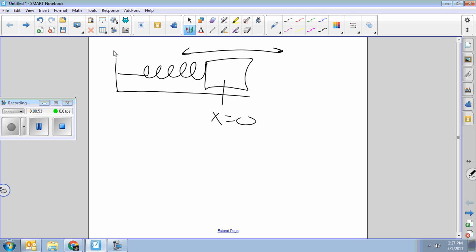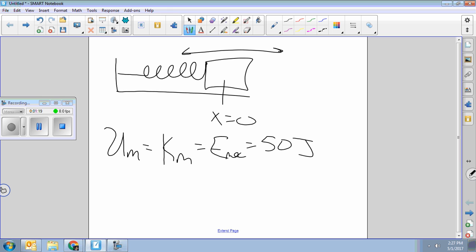Let's see. The total energy is 50 joules. So automatically you should be equating a couple of things to that 50 joules: maximum kinetic energy and maximum potential energy, right? So our maximum potential is equal to our maximum kinetic, which is equal to our mechanical energy, 50 joules. Then it says when the displacement is half of the amplitude, what's the kinetic energy?